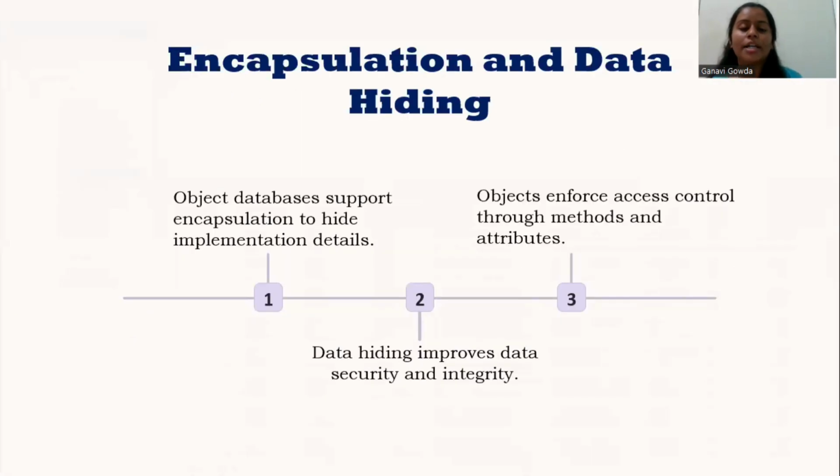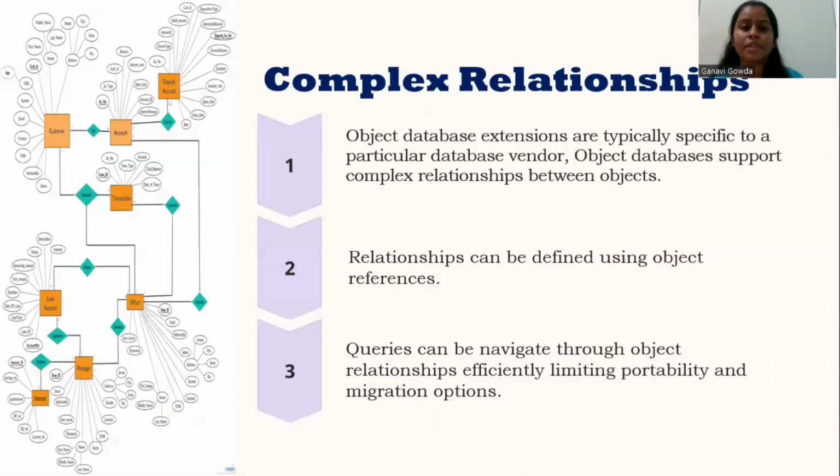Encapsulation and data hiding. First, the object database supports encapsulation to hide implementation details. Then the data hiding improves data security and integrity. Lastly, the objects enforce access control through methods and attributes.